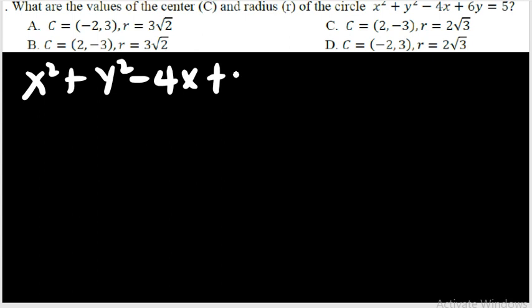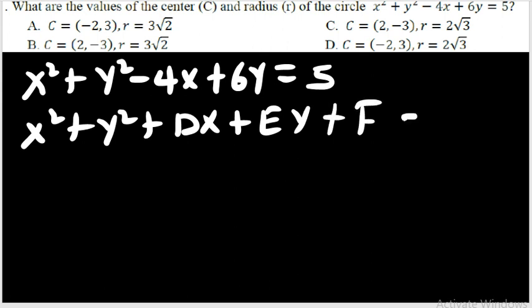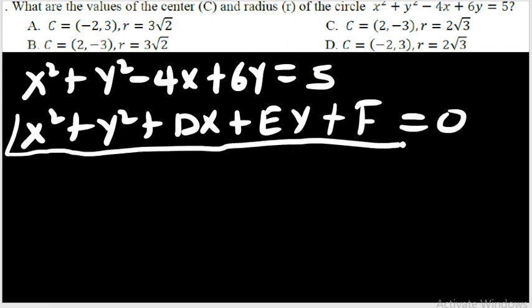This is the parabola equation. The next one is about a circle. The equation of the circle is given to you: x² + y² − 4x + 6y = 5. Then what is the center and the radius? First of all, the general form of the equation of a circle is x² + y² + Dx + Ey + F = 0. If it is in expanded form, it must be written in this form.